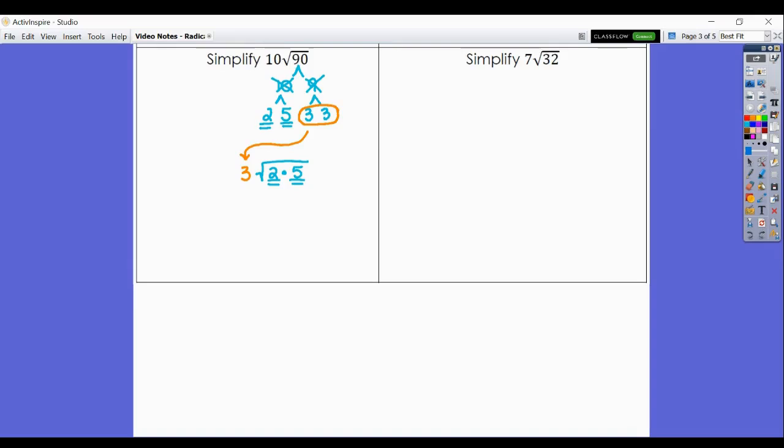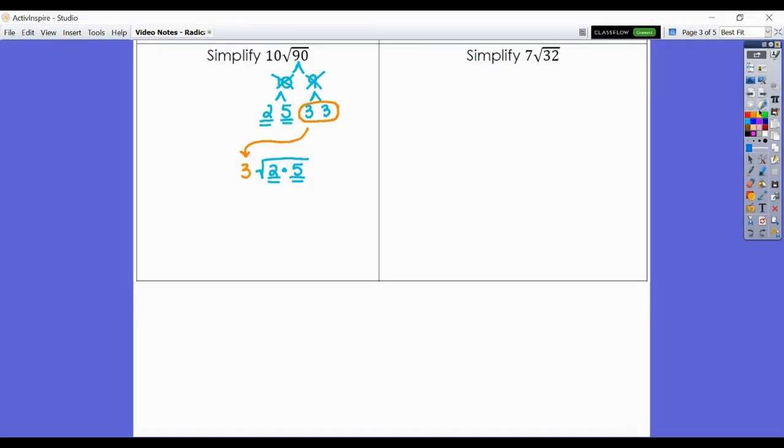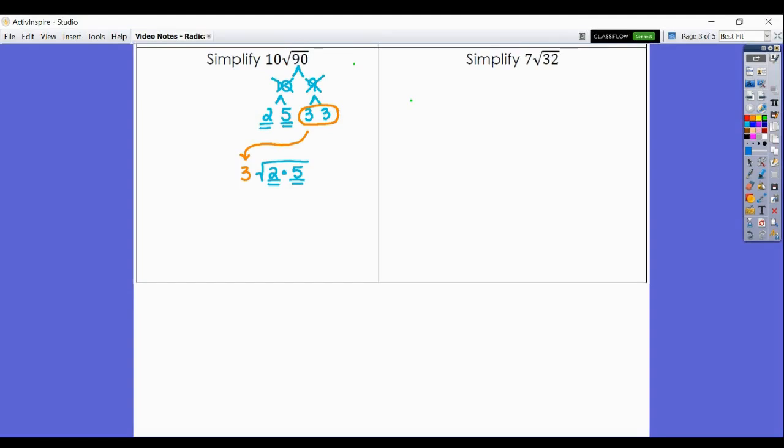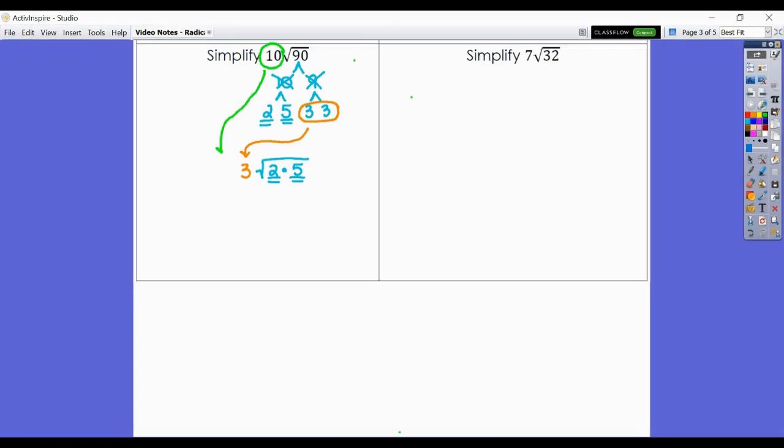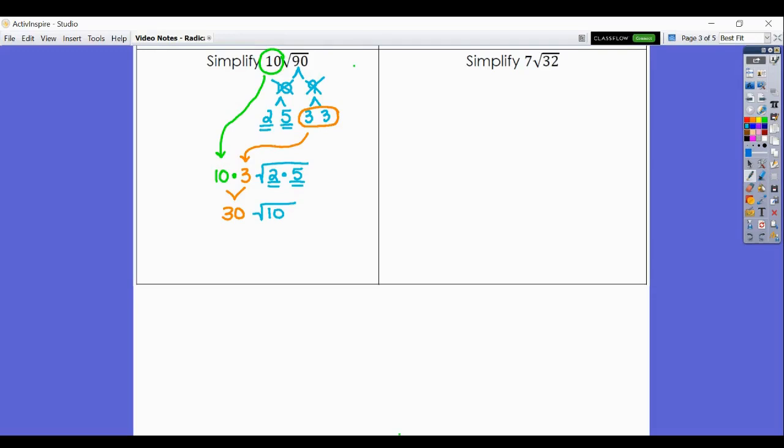Before we simplify down and get our final answer, we cannot forget that in front of our radical, we had a 10 already there, which I would always multiply with the number I take outside the radical. Numbers inside the radical will multiply. That's why we get underneath the radical 2 times 5, 10. And numbers outside in front of the radical, we will multiply together to get us 30.